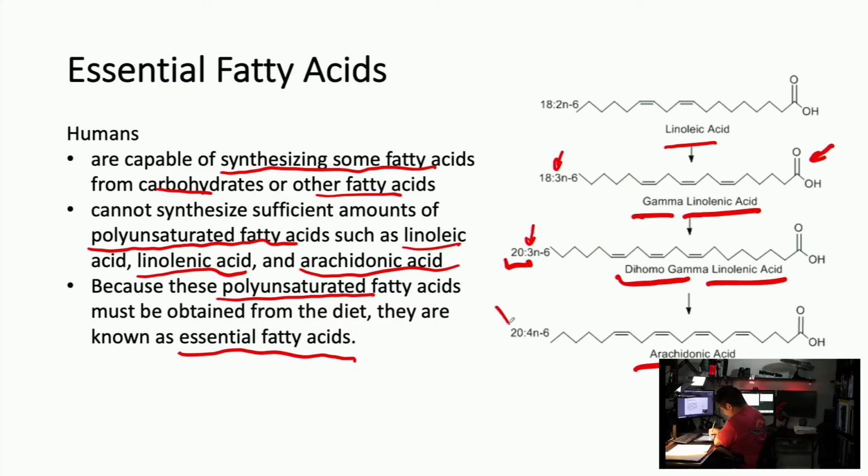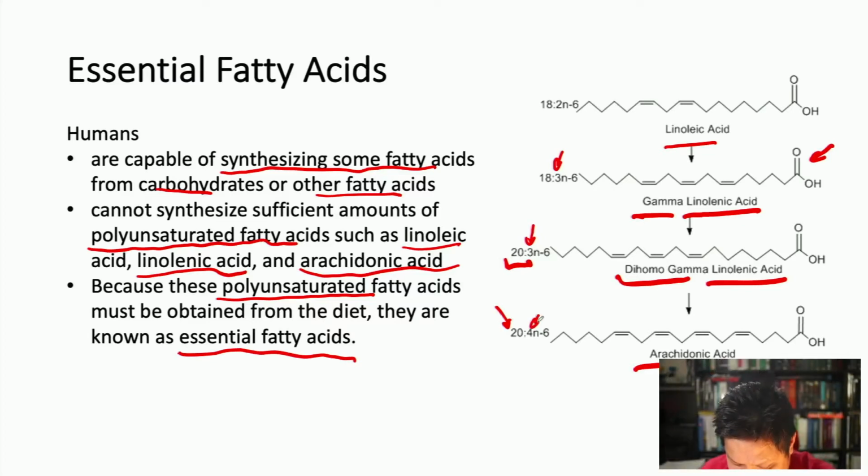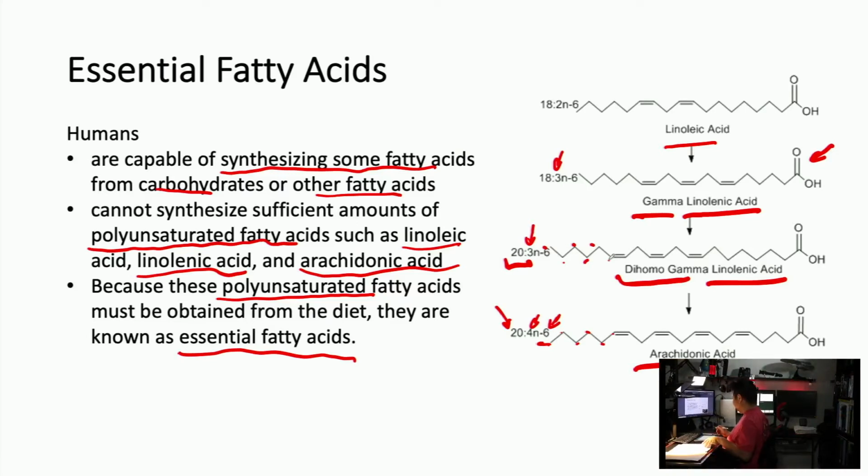Remember that this is the number of carbons present, and this is the number of double bonds present. Right? Oh, and then this right here, which wasn't in the other notation, is the position of the first double bond from the omega end. Right? So, for example, that's a 6. 1, 2, 3, 4, 5, 6 is where the first double bond is, right? Again here, 6. 1, 2, 3, 4, 5, 6 is where the first double bond is. Make sense?